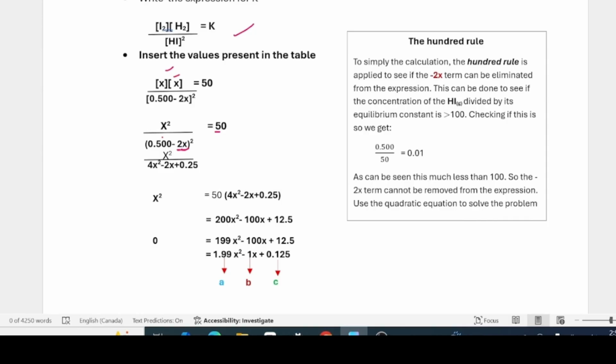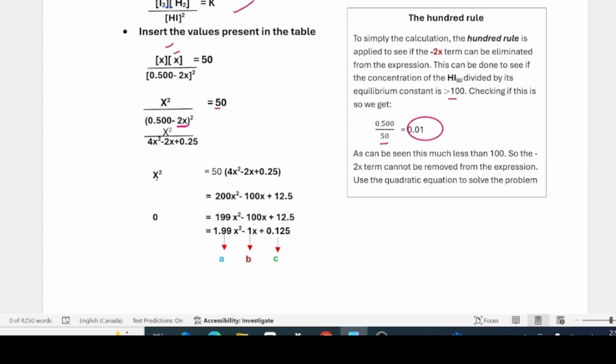So apply the 100 rule. We take the initial concentration, divide by its equilibrium constant, and you can see, look, it's much less than 100. Only if it were greater than 100, then we could have removed that. So now we cannot apply that rule here. We have to continue solving the problem using the quadratic equation. So this square here will be equal to 50 times all that which we have taken across. When you do the math, you end up with that.